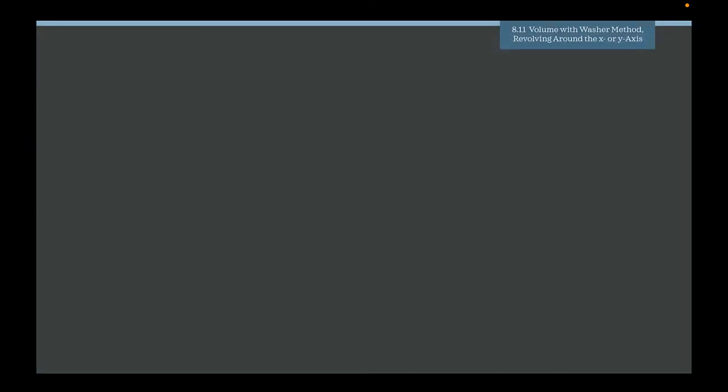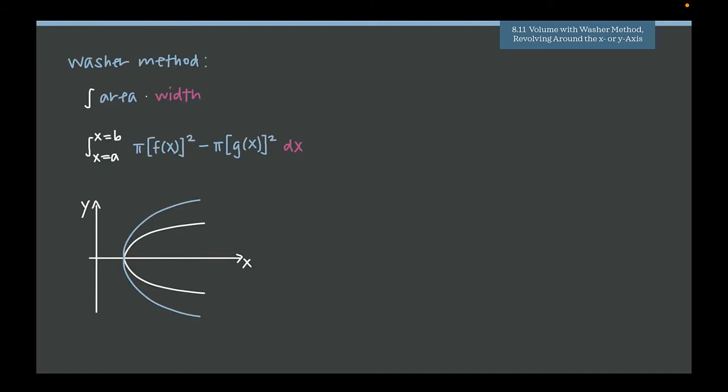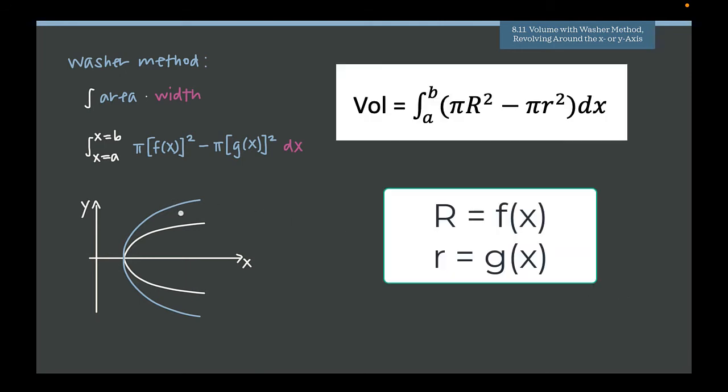In topic 811, we look at washer method, and in this particular topic, we're looking only at revolution around the x or y axis specifically. So here, let's look at revolution around the x-axis. So y equals 0, or the x-axis, is our axis of revolution, so we're revolving this way. And let's say here that we've been given this curve, we'll call this one f of x, and this curve g of x. And so when we revolve those around the x-axis, we get something that looks like this.